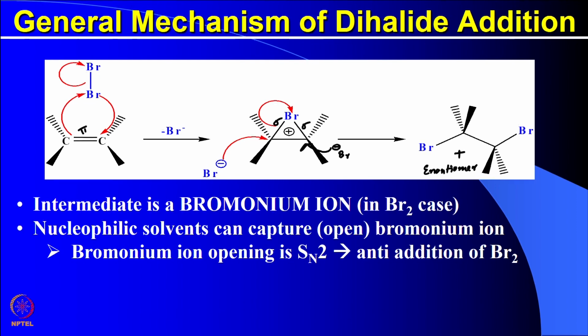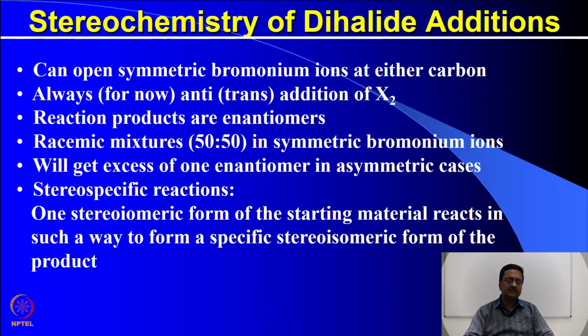And this addition makes it anti-addition. So if bromine comes from the bottom, this bromine goes up. So you get two bromine atoms bonded across the C-C single bond. They are in anti position. So in case of dihalide addition, it can open symmetric bromonium ions at either side. Always anti or trans addition of halogen takes place.